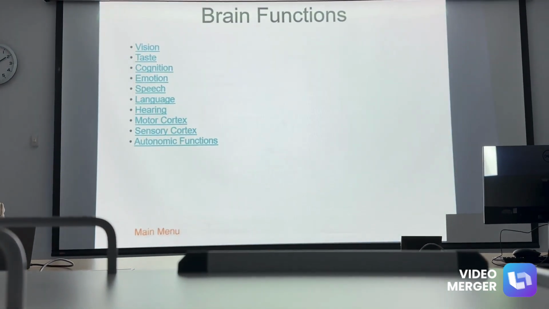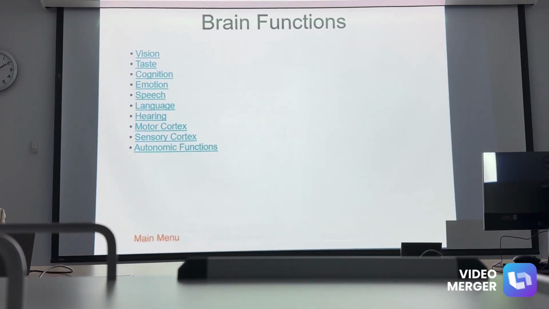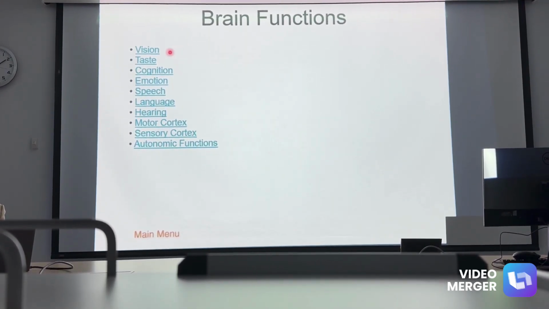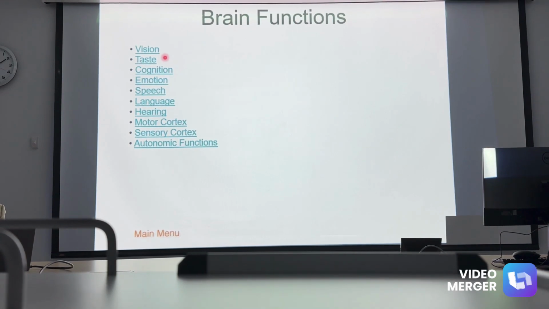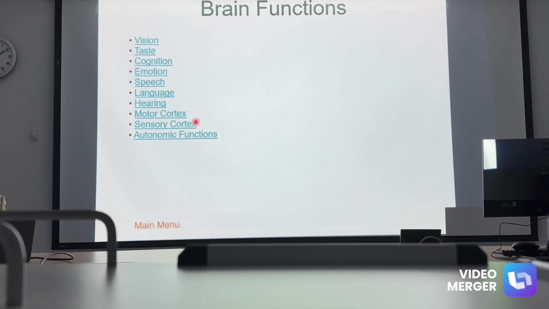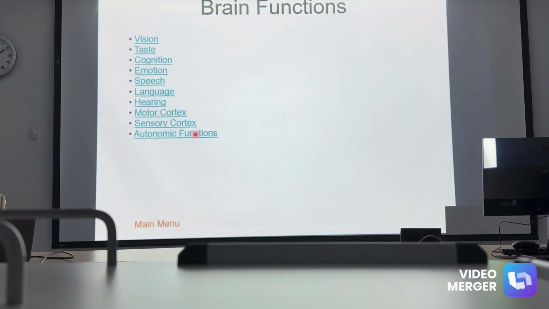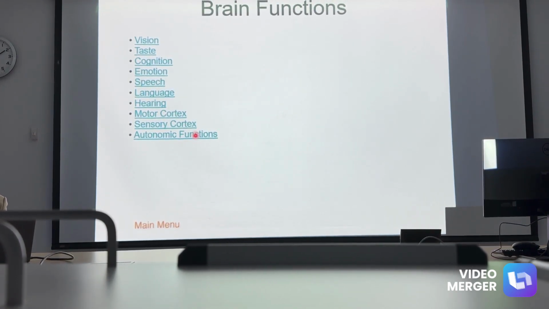Now we come to the brain functions, which include the major functions of vision, taste, cognition, emotion, speech, language, hearing, motor function, sensory function, and autonomic functions. These are the well-known major brain functions that the brain is controlling.